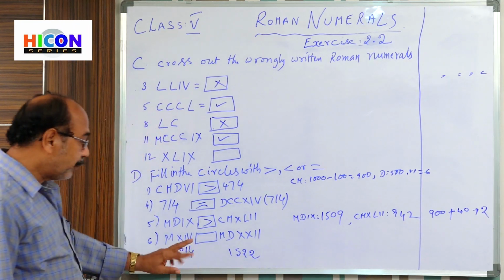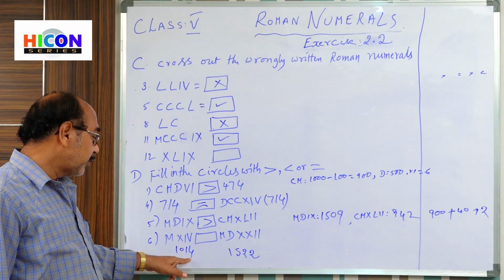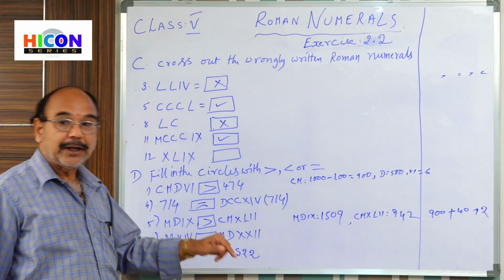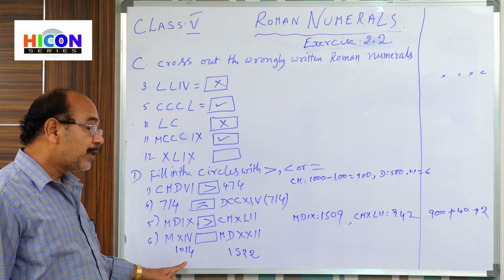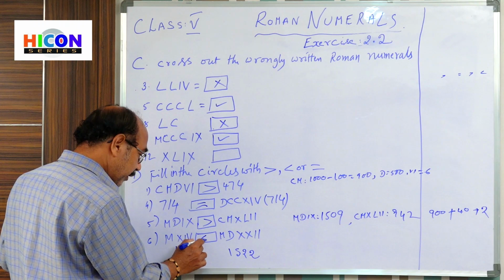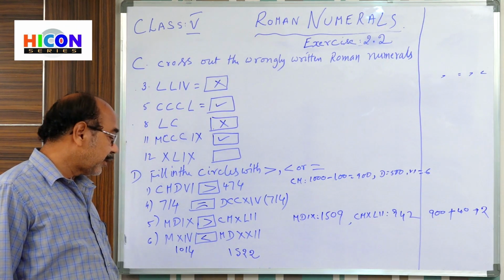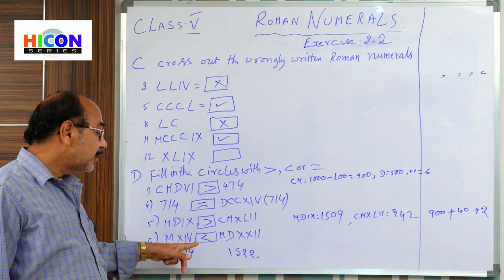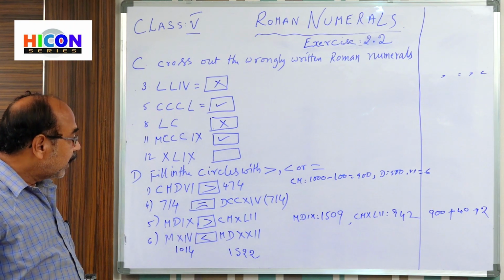Now compare the two numbers. 1014 is the smaller number. 1522 is the bigger number. So this is less than that. That's why 1014 is less than 1522. So MXIV is less than MDXXII.